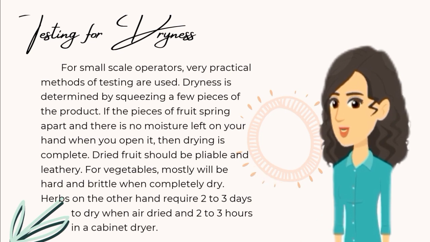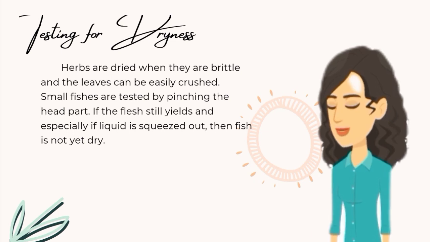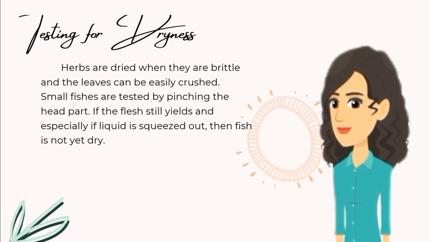Herbs, on the other hand, require 2 to 3 days to dry when air dried and 2 to 3 hours in a cabinet dryer. Herbs are dried when they are brittle and the leaves can be easily crushed. Small fishes are tested by pinching the head part. If the flesh still yields, and especially if liquid is squeezed out, the fish is not yet dry.